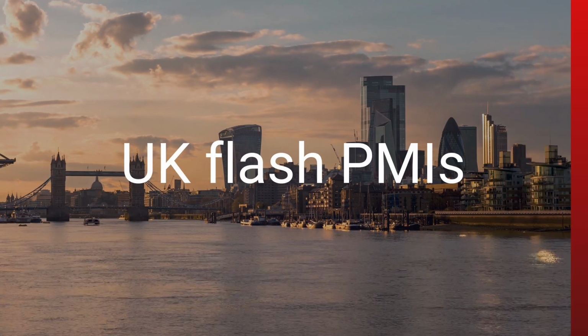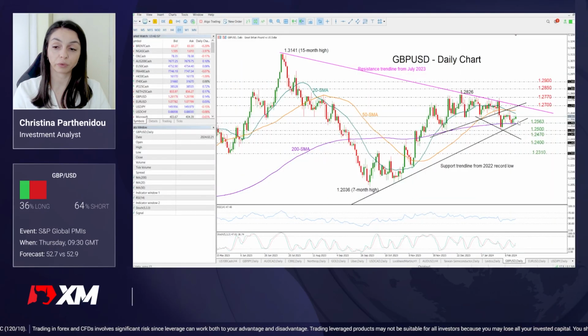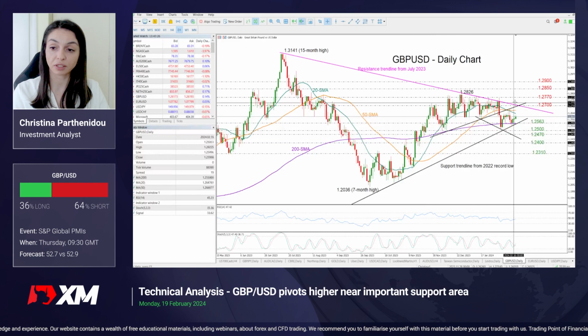Then finally, turning to pound dollar. In the flash S&P Global Business PMI figures out of the UK, analysts are optimistic that UK businesses have faced improved conditions for the second consecutive month. That could also be good news for the British pound. So if the data comes stronger than expected, pound dollar could rally towards the 1.27 resistance. This is where this descending trend line from July 2023 is located, as well as this broken support trend line.